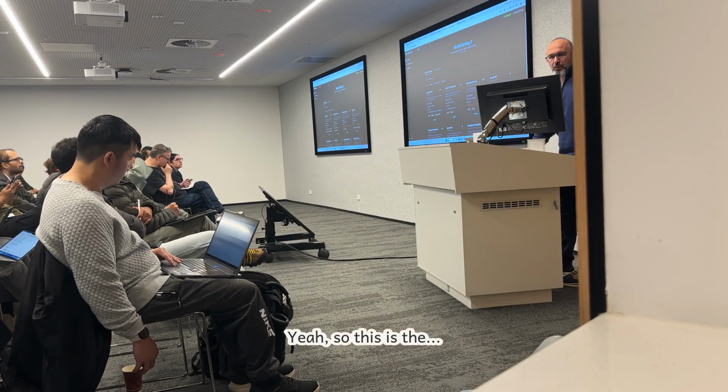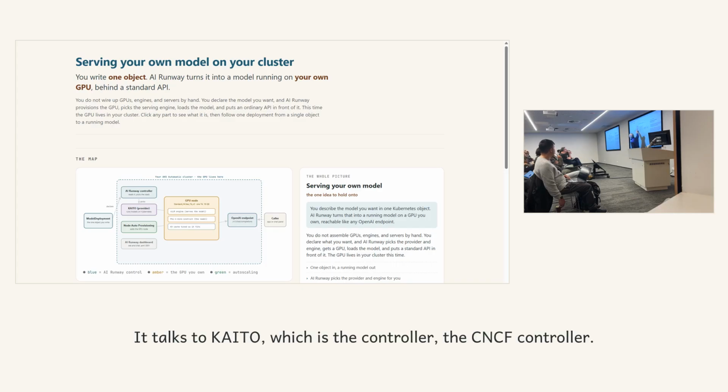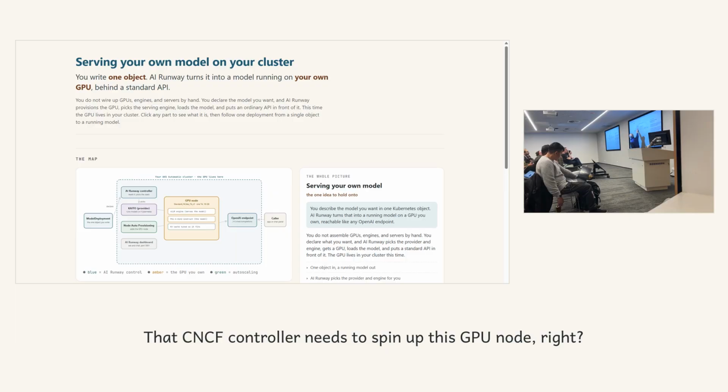Okay. Yeah, so let me just zoom in a bit. This is actually our cluster here. This is my AKS cluster with the GPU connectivity, and this is the GPU node. Basically, this is the AI Runway. It talks to KAITO, which is the CNCF controller. That controller needs to spin up this GPU node, right?